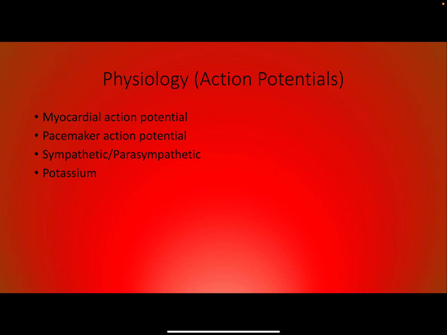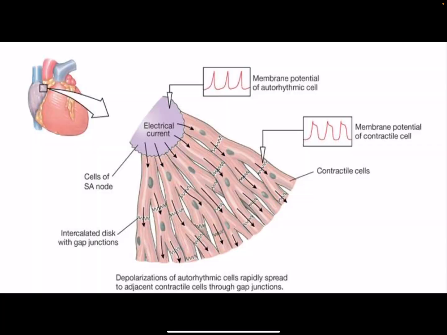Let's talk action potentials. A couple different types of action potentials: cardiac myocytes, pacemakers, also known as nodal cells. We'll talk a little bit about the effects of sympathetic versus parasympathetic control of heart rhythm and contractility. Also, effects of hyper and hypokalemia.